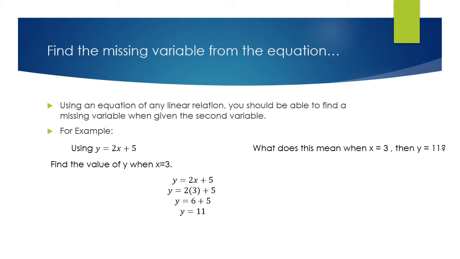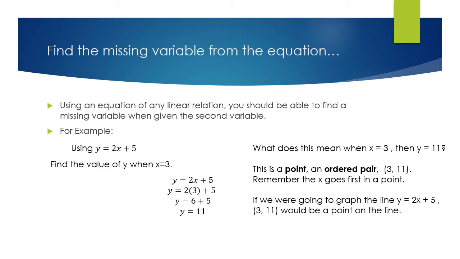What does it mean when x equals 3, then y is 11? Well, that means that it is a point or an ordered pair. Remember when we talked about graphing and ordered pairs, where the x value is 3 and the y value is 11. Remember, the x always goes first. It's like the alphabet. So if I were going to graph the line y equals 2x plus 5, (3, 11) would be a point on that line.